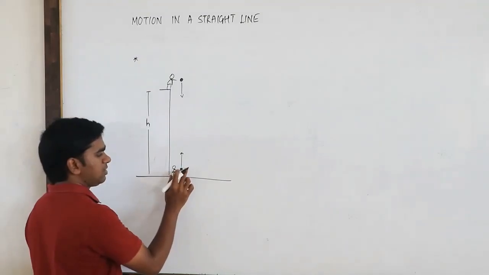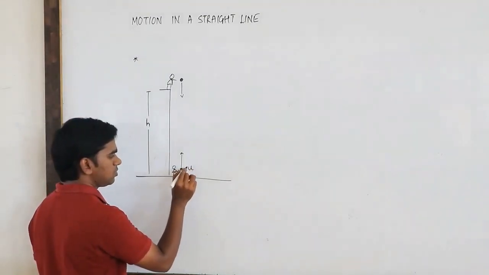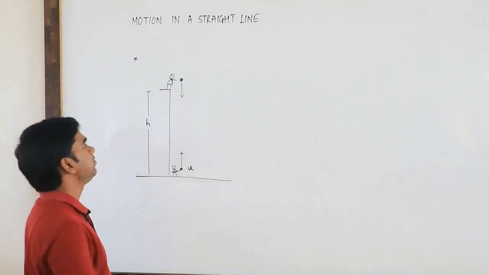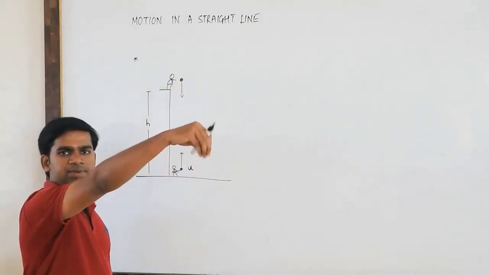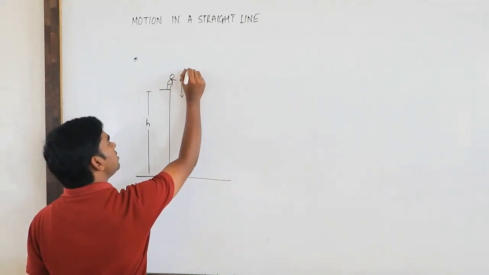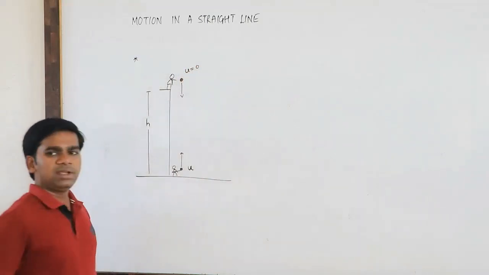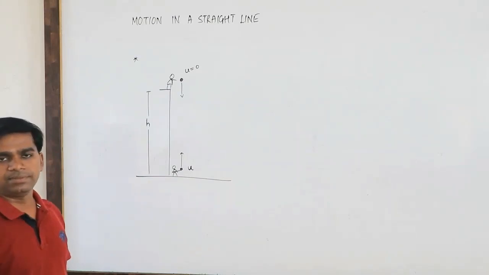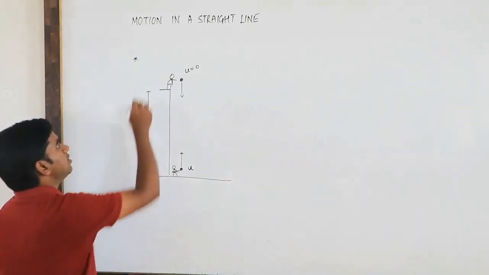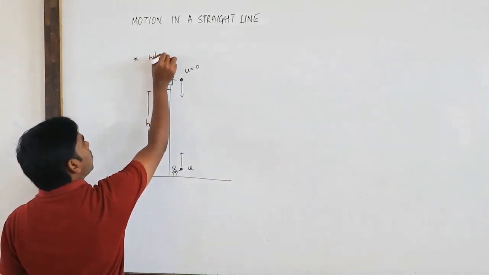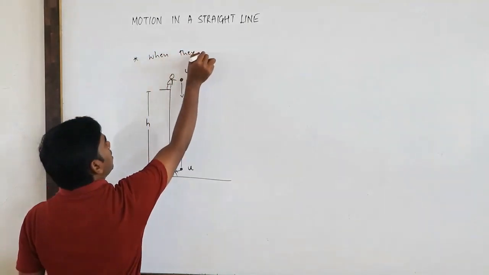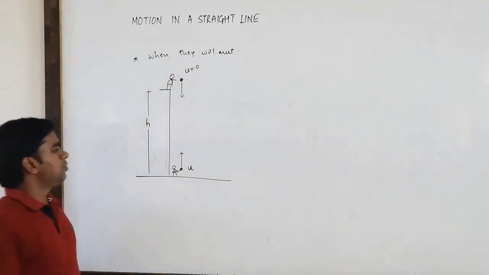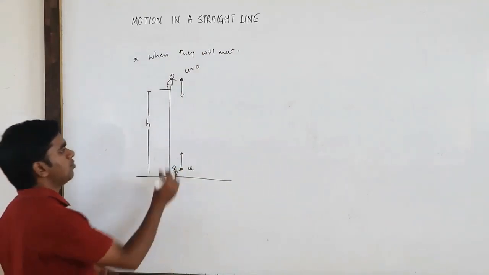What velocity he will give? He will apply some velocity. So he will apply some force. So initial velocity is u. He has to throw with some velocity. He will simply drop it. So initial velocity is what? Initial velocity is going to be 0. Now they may ask when they will meet. Means after what time they will meet. Okay. So when they will meet, they may meet somewhere here.